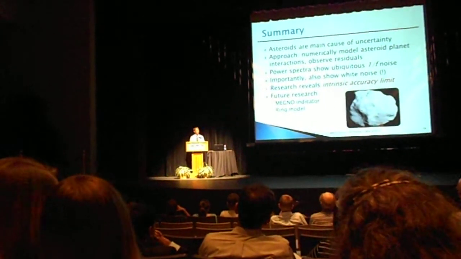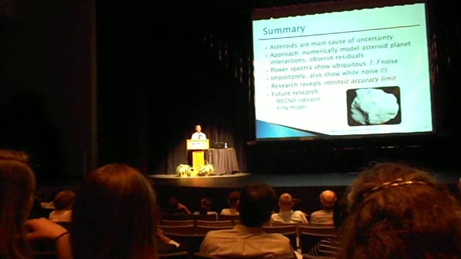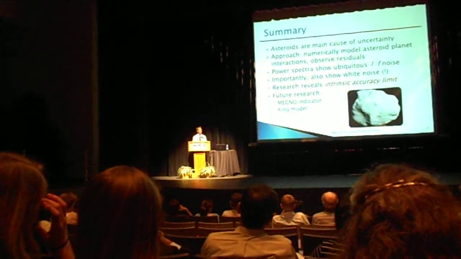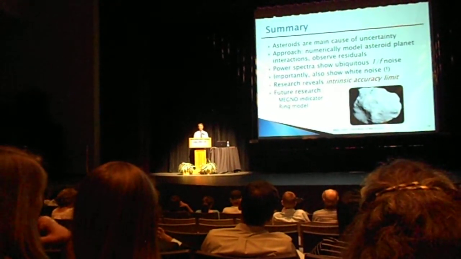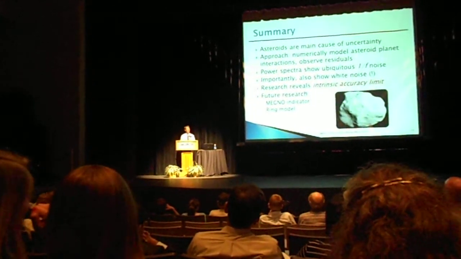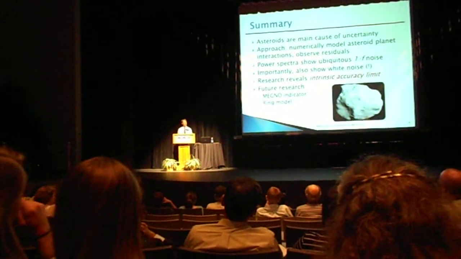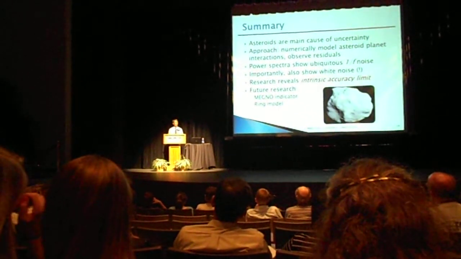Now, in summary, the asteroids are once again the largest cause of uncertainty in planetary motions, and specifically the small and medium mass asteroids. Now, in order to model their perturbations on planets, I've developed a framework to model Newtonian solar system interactions, and I found that through looking at the Fourier spectra of the residuals, there is an intrinsic accuracy limit in planetary position.